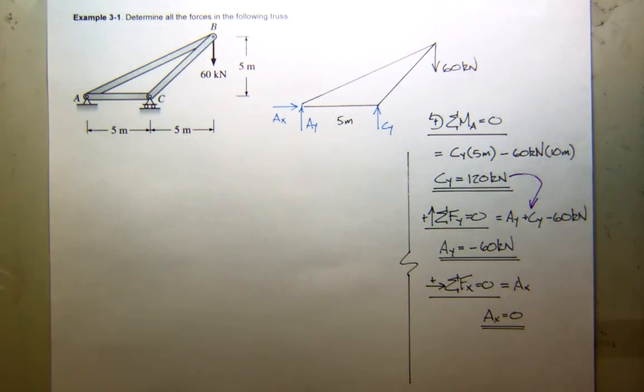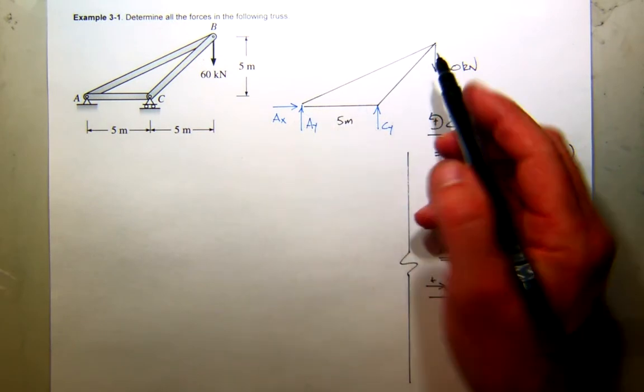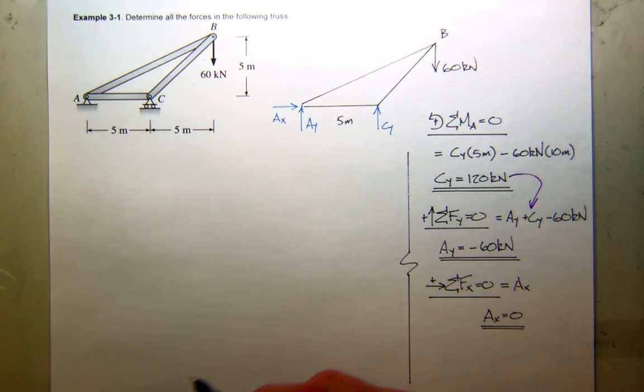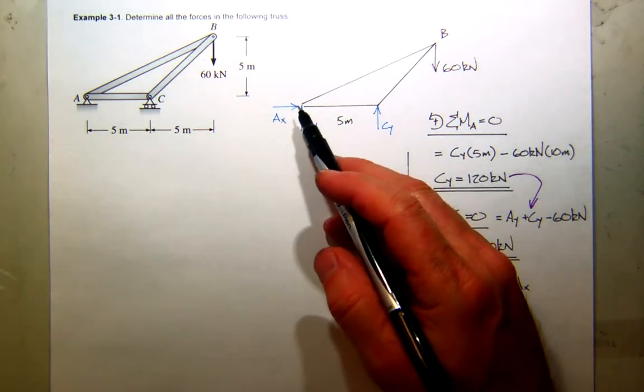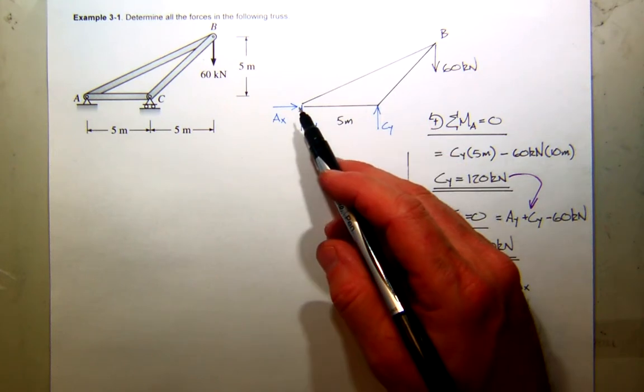So I've got my reactions. Now with method of joints, we're going to pick a joint, A, B, or C, and we're going to write two equations of equilibrium. Could we do it at A? Yeah, there's two unknowns. There's AB and AC.